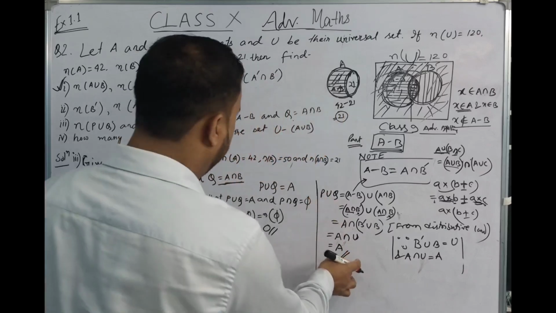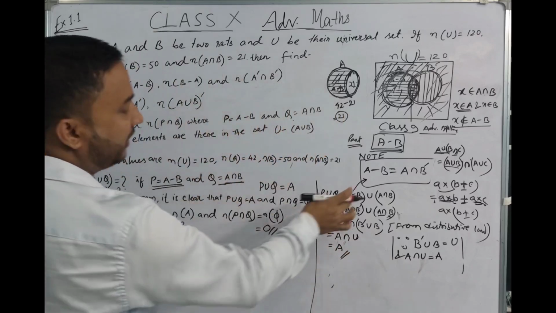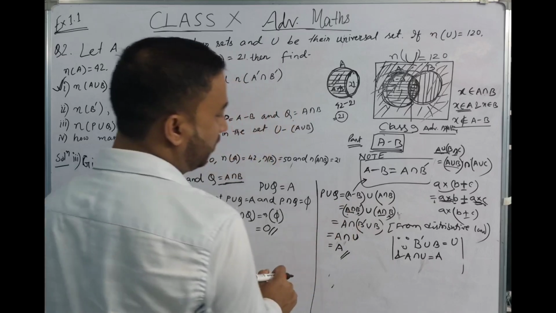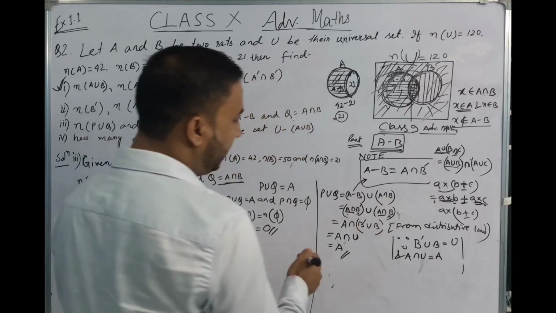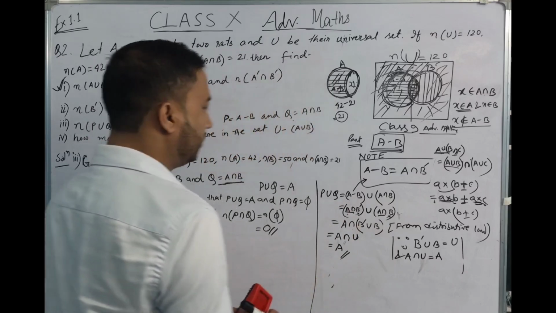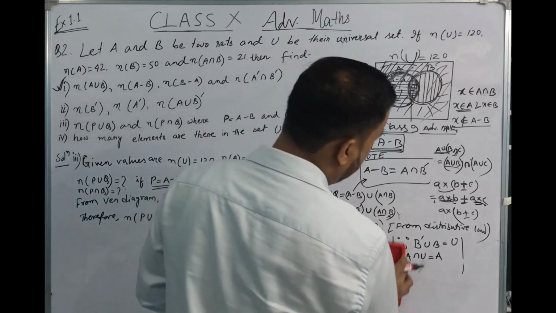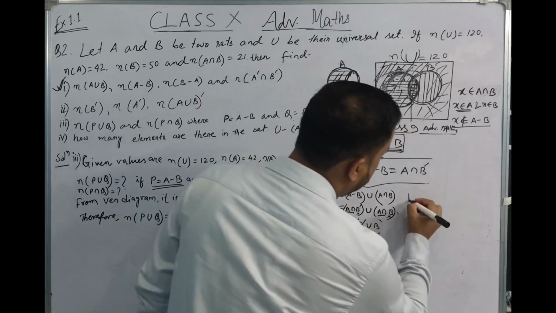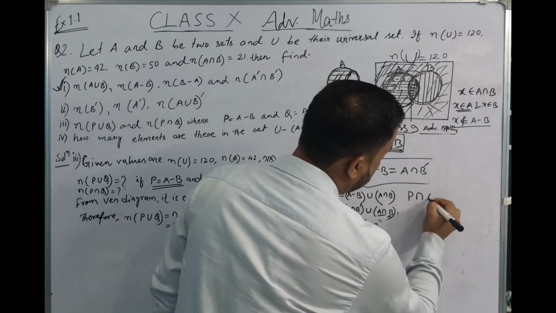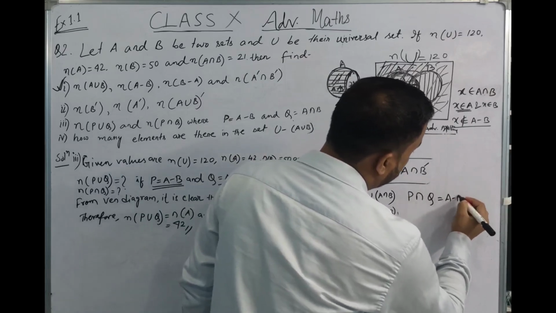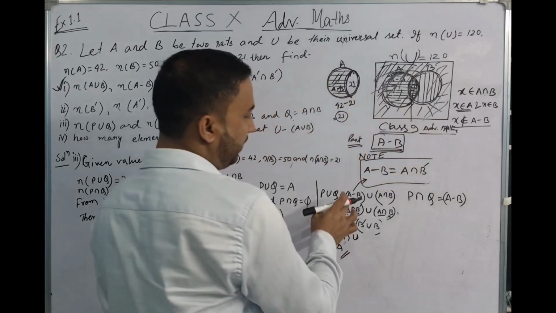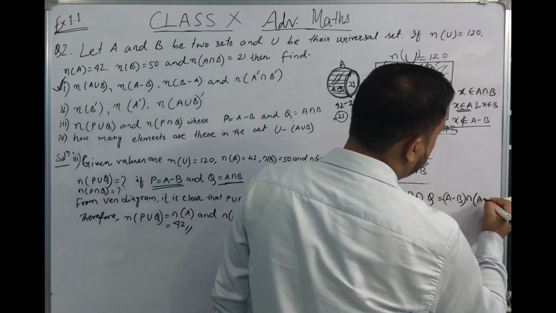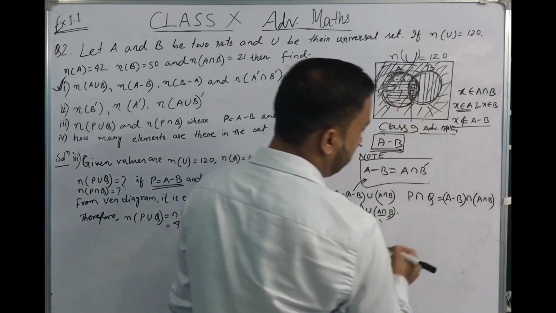So P union Q equal to A. Here we got it from the Venn diagram, but in this way also you can check. Then again, P intersection Q will be equal to what? Let me show it here only. P intersection Q equal to A difference B intersection A intersection B, because P is A difference B.